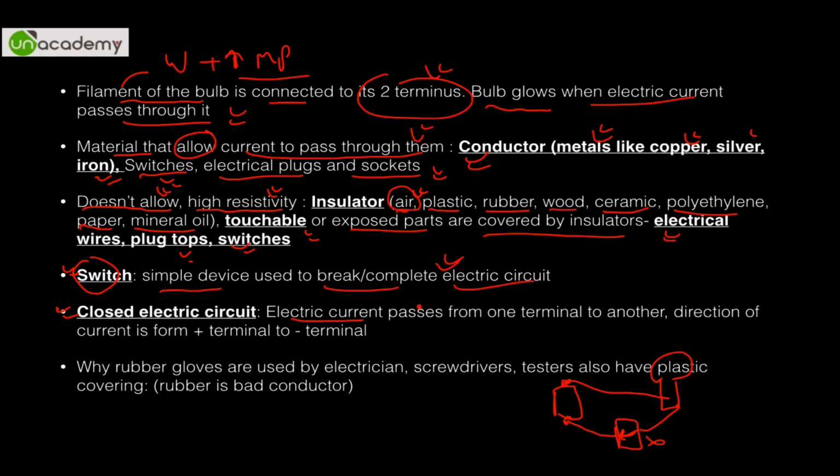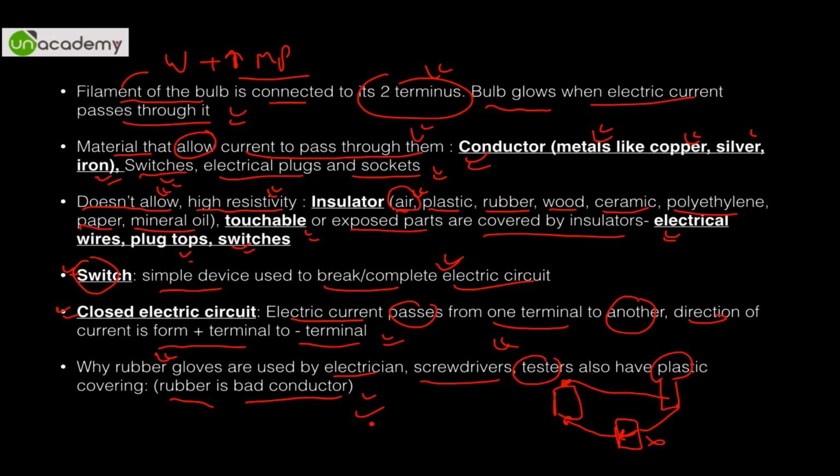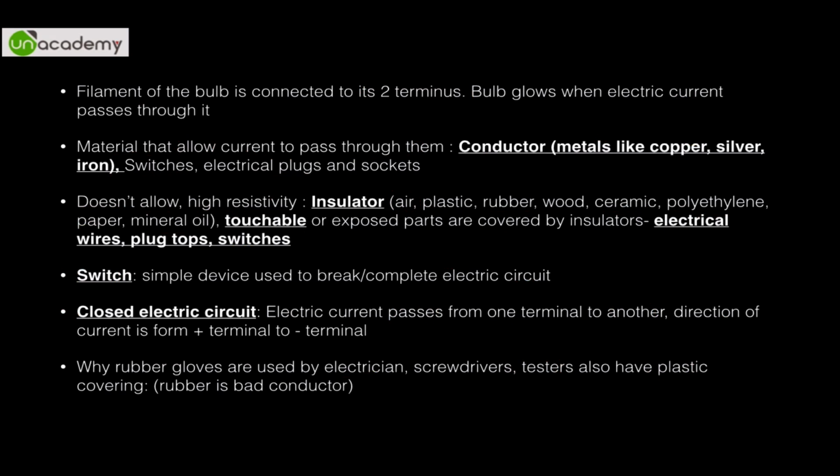What is a closed electrical circuit? When electric current passes from one terminal to another, and the direction of current is from positive terminal to negative terminal, it's a closed electric circuit. In an open electric circuit no current will pass. Now, why are rubber gloves used by electricians, and in their screwdrivers or testers, etc.? Because rubber is a bad conductor and it will prevent them from getting any electrical shock in case some malfunction happens. So, like always, just be brilliant with the basics, the rest will all follow.